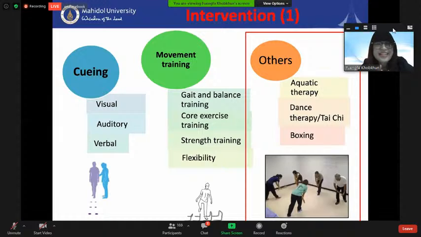Okay, I think some know. And then boxing, boxing, yeah. The article suggests boxing in Parkinson's disease is quite useful for improving their movement.